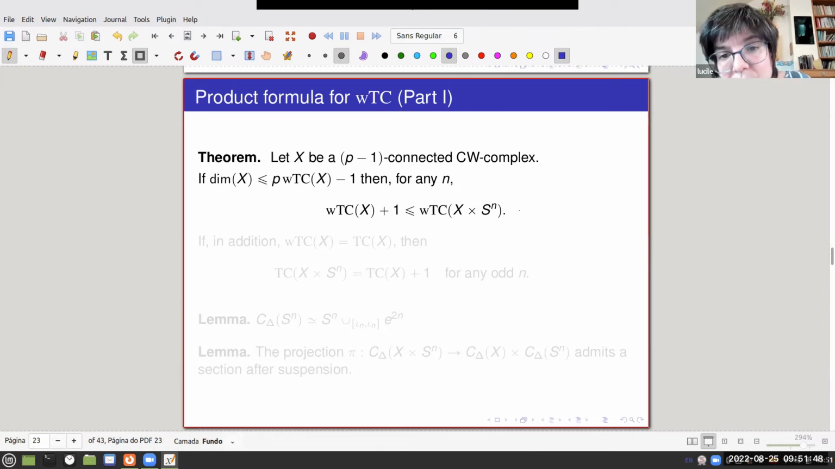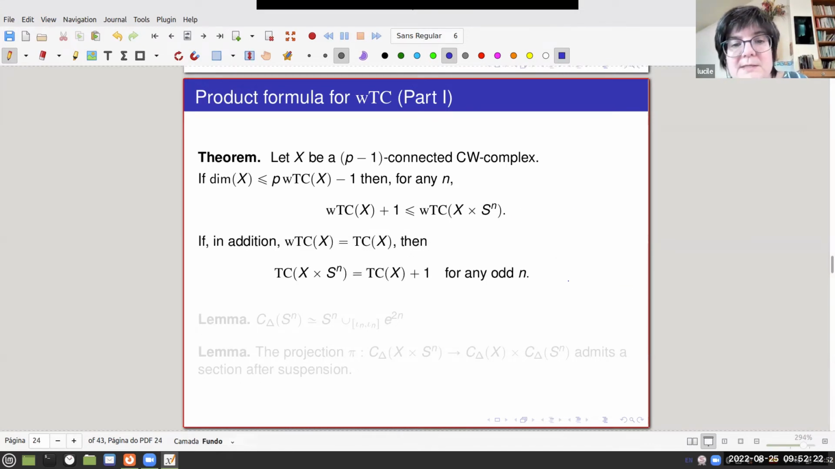Okay, so now if we do the same as before, this is less than or equal to TC of X cross Sn, which is less than or equal to TC of X plus TC of Sn. If we restrict to n odd, this will be 1, and then we will have equalities as soon as weak TC is equal to TC. So we can say that if weak TC is equal to TC, then TC of X cross Sn is equal to TC of X plus 1 for any odd integer.